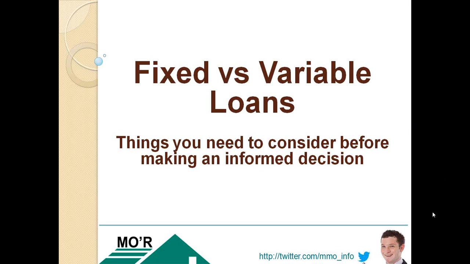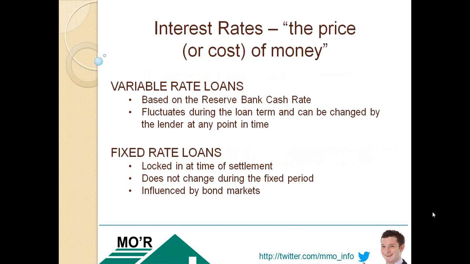Thanks very much, Luke, for that kind introduction. As Luke mentioned, tonight I'm going to be looking at fixed versus variable loans and provide a bit of an insight into each rate type. Okay, so first of all, with variable rate loans, they are based on the RBA cash rate and they can fluctuate at any time during the loan term. Now, this can happen due to an RBA rate change, or it can be changed by the lender. Now, we'll examine this second point shortly.